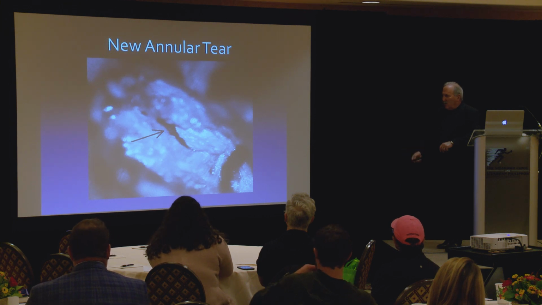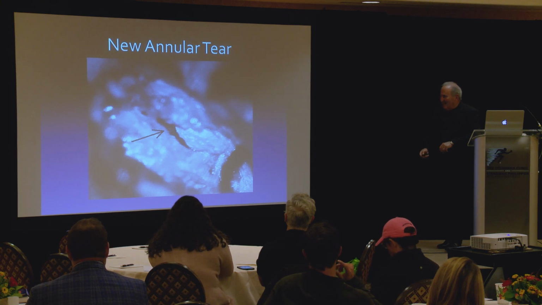And again, this is what a new annular tear looks like. This one was accompanied by a disc herniation too. That's why we have a picture. I don't go in there for just annular tears, just to let you know.